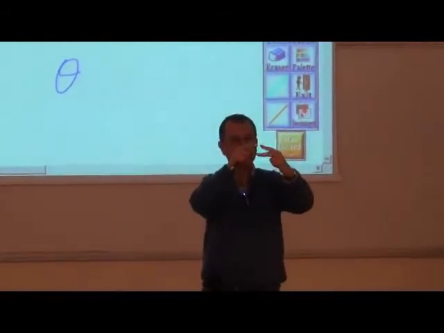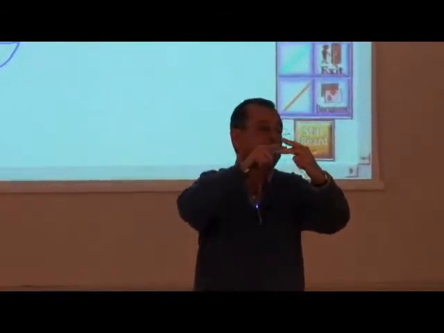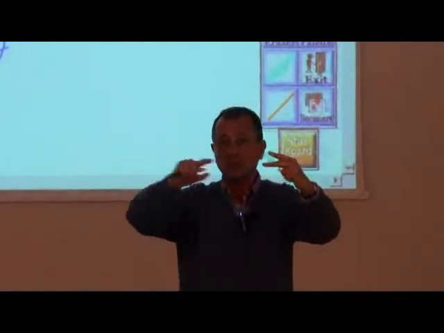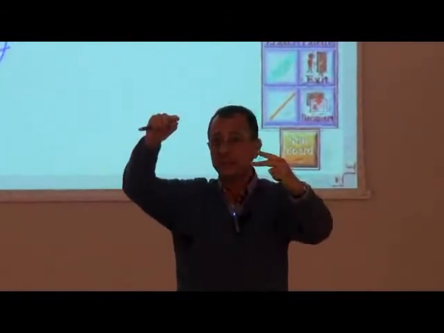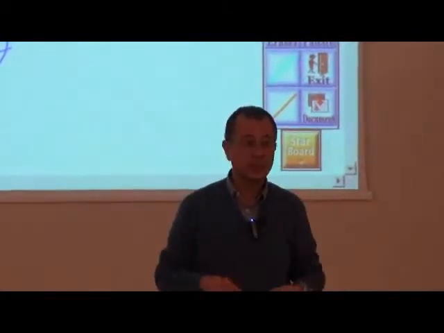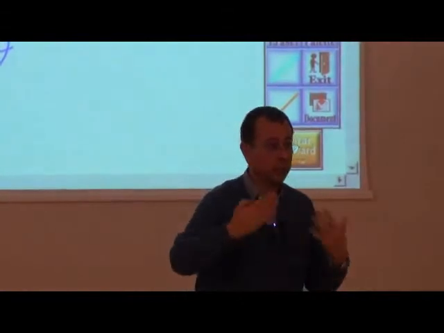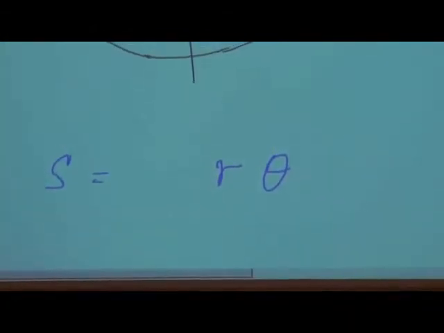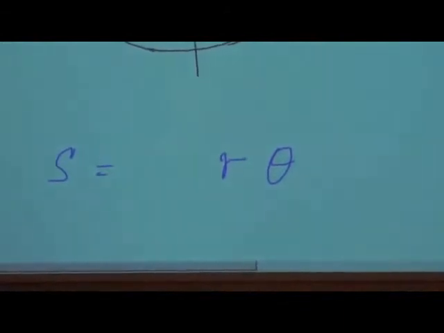Now, if my object is moving on this circle, it will move a certain distance for theta equals 30 degrees, okay, so much. If it is moving on a larger circle, for the same theta, it will move a longer distance. So the distance gone is also proportional to the size of the circle.